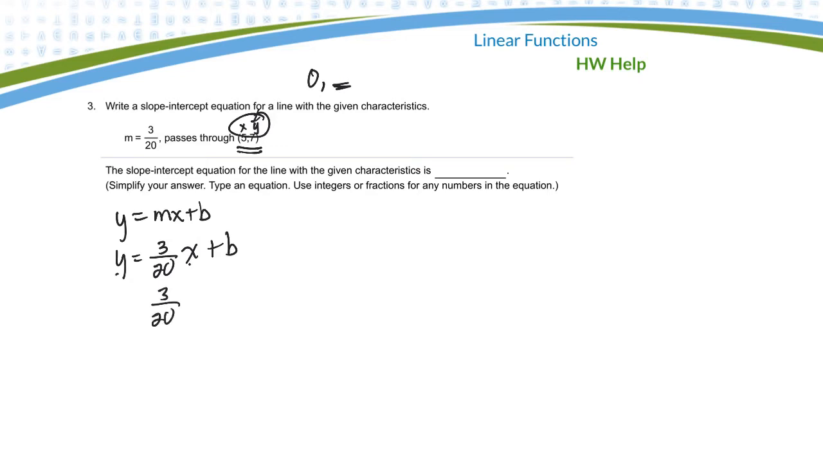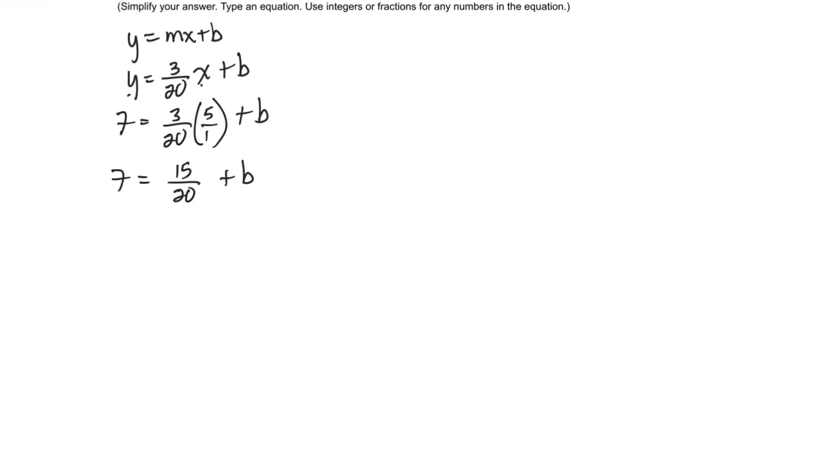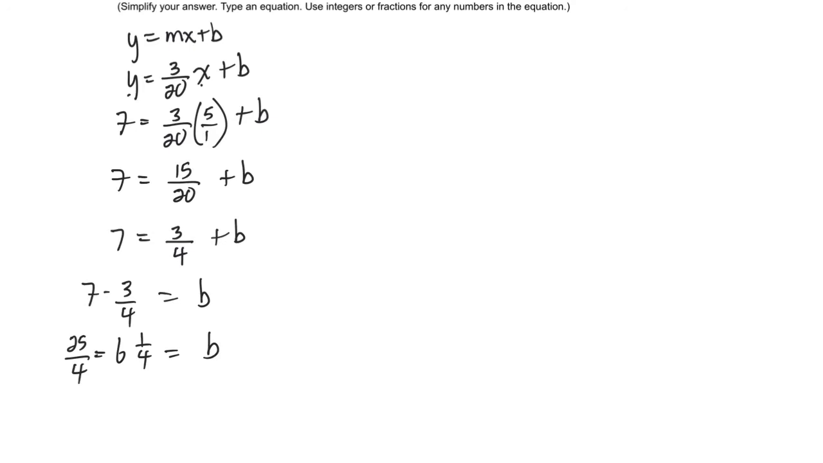So it'll be 3 over 20 times the x value, 5, is equal to the y value, 7, plus b. So 7 is equal to 15 over 20 plus b. I think that's right. And then 7 is equal to, I can divide that, I think that's 3/4 plus b. And then I'll subtract 3/4 from each side. And again, you can do this on your calculator, or if you wanted to do it with fractions, that's fine too. So I think that'd be 6 1/4, which is the same thing as 25 over 4.